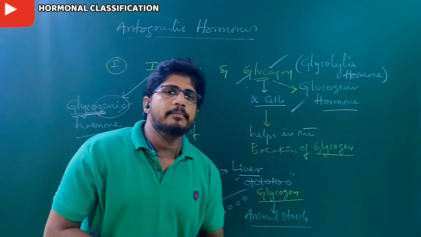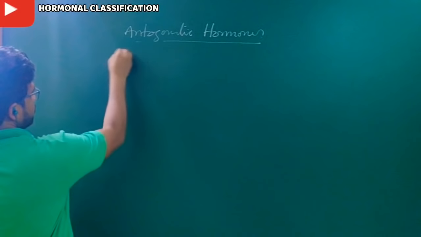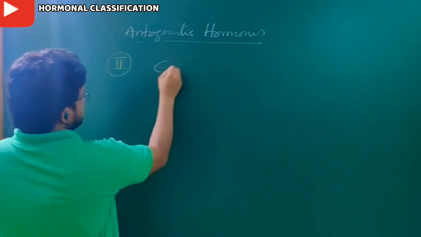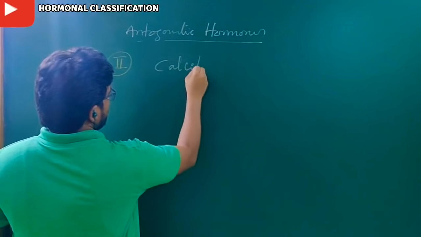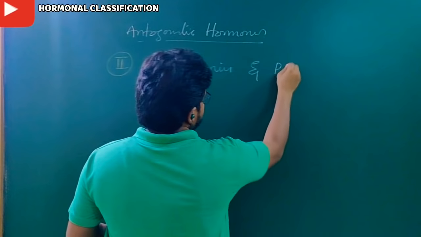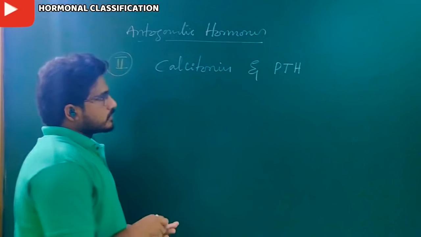Do you want another example for antagonistic hormone? Come. The second example for the antagonistic series of hormones is calcitonin and PTH. PTH means parathormone hormone.